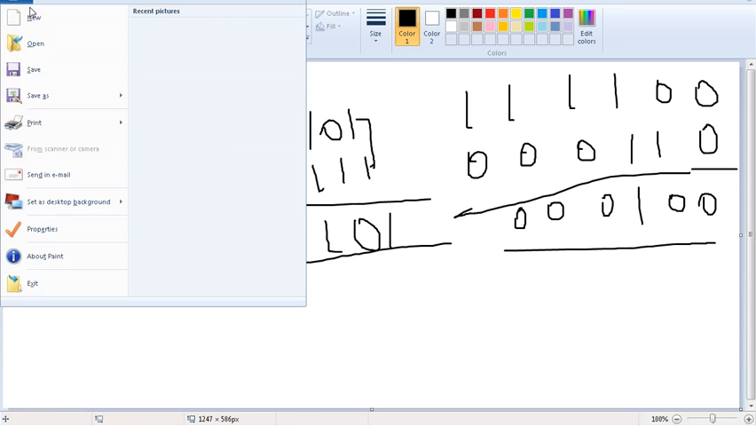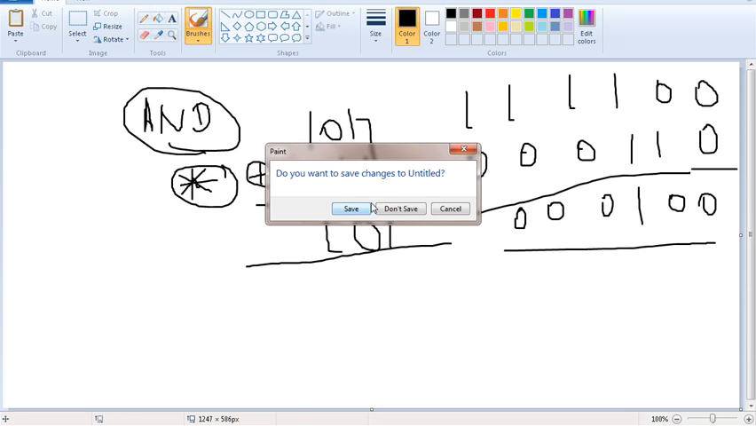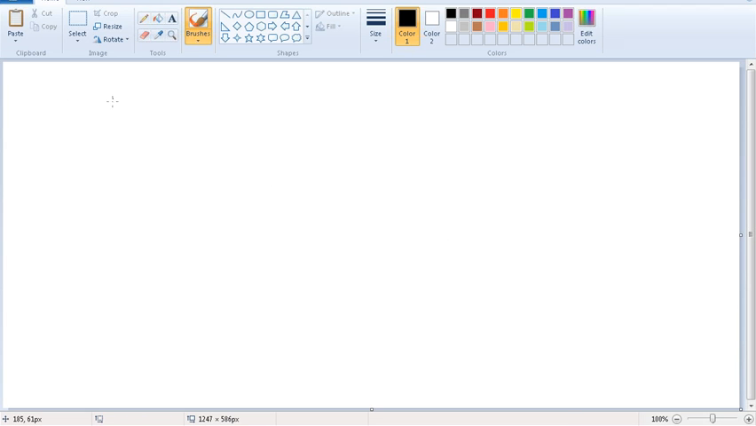Now next is your OR operation, that is denoted by pipe. You can use double pipe or single pipe. This means whenever only one input is true, and the other input is false, then the output is true. If both the inputs are true, then the output is true. But if both the inputs are false, then the output is false.